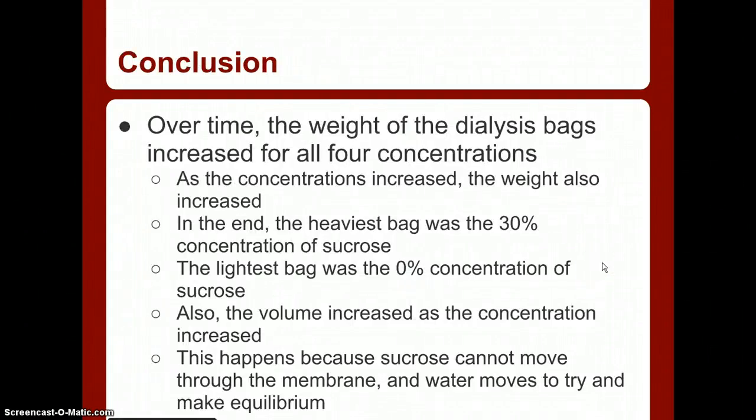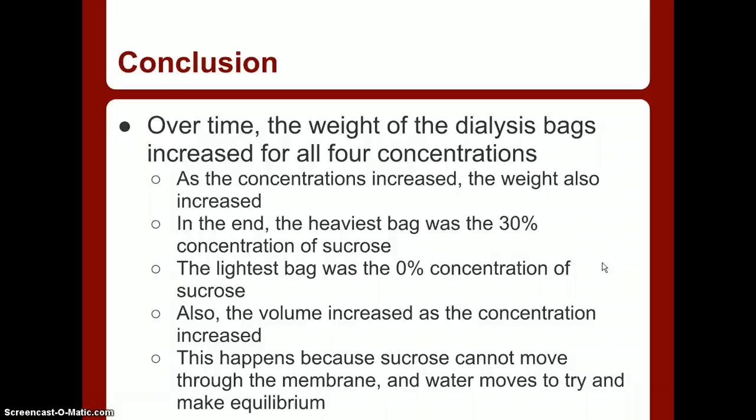So our conclusion was, this is for the first experiment, that over time, the weight of the dialysis bags increased for all 4 concentrations. At the end, the weights for all 4 bags were larger. But as the concentrations increased, the weight also increased. So in the end, the heaviest bag was the 30% concentration of sucrose, but the lightest bag was the 0% concentration of sucrose, or the control. Also, generally, the volume increased as the concentration increased.